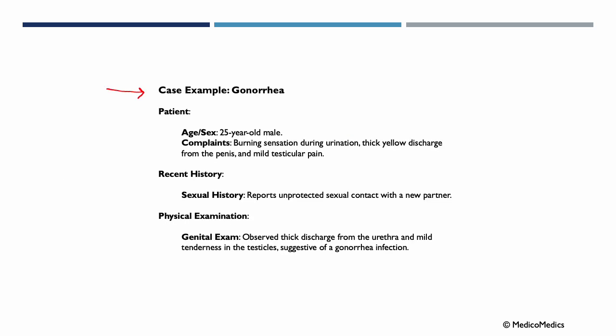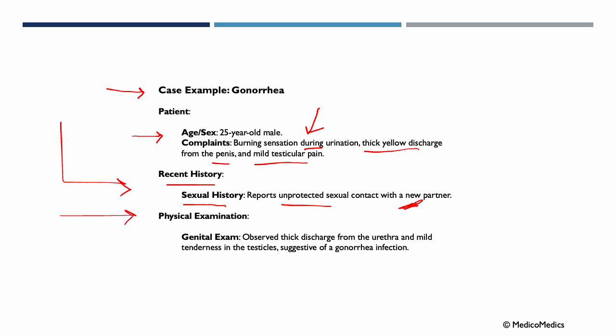So let's take a look at a typical case example for gonorrhea. So we have a patient, 25-year-old male. He's complaining of burning sensation during urination, thick yellow discharge from the penis, and mild testicular pain. Naturally, we ask him about his recent history, specifically sexual history, and he reports unprotected sexual contact with a new partner. We do our physical examination, and we do a genital exam, and we observe thick discharge from the urethra and mild tenderness in the testicles, all suggestive of gonorrhea infection.